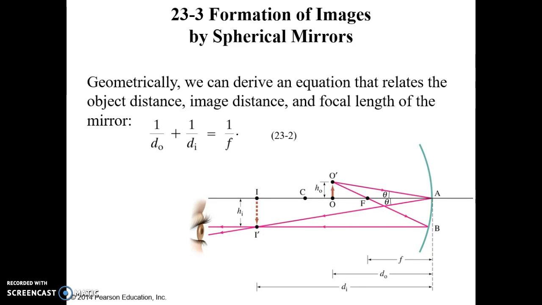Now geometrically, we can derive an equation that relates the object distance, image distance, and focal length of the mirror. d sub o is the object distance, d sub i is the image distance, f is the focal length, and this equation is called the mirror equation, where we assume f is half the radius.